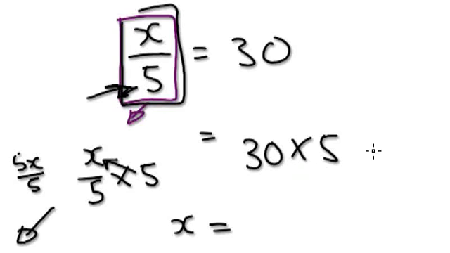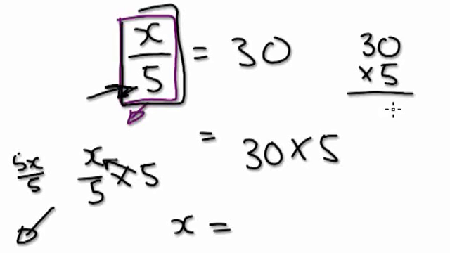Here, 30 times 5, you're just going to have to do this. 30 times 5: 5 times 0 is 0, 5 times 3 is 15. So it's 150. Okay, 150.